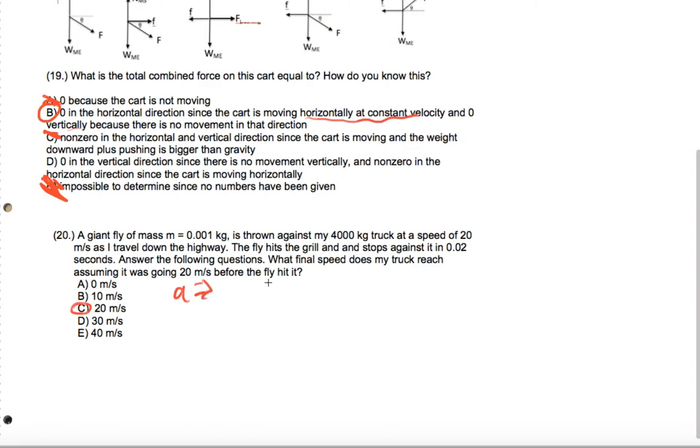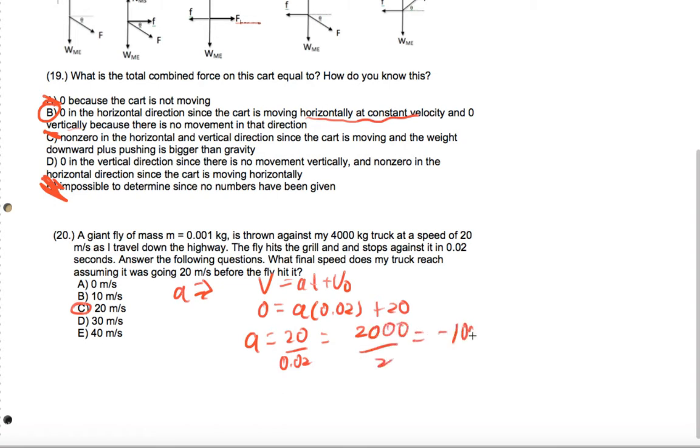We're going to use the velocity formula for that. So we know v equals at plus v naught. We know that the fly's final speed is 0. Its acceleration is unknown. The time it spends decelerating is 0.02 seconds, and it starts at the speed of 20. So when we actually get the acceleration, we're going to end up getting 20 divided by 0.02, which is going to be negative 1,000 meters per second squared.